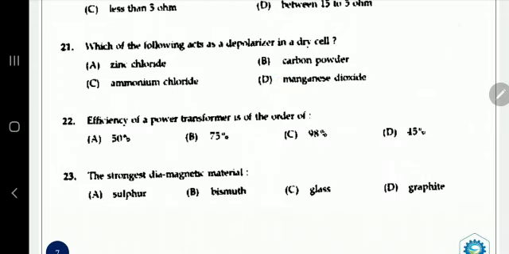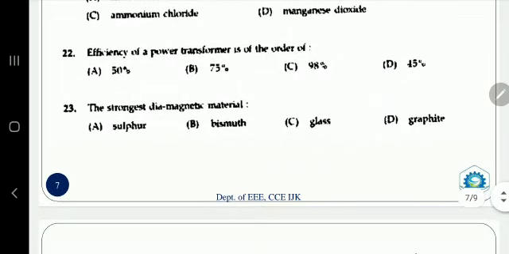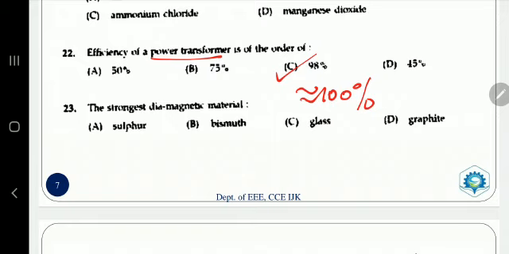Next we are moving on to question number 22. The efficiency of a power transformer is of the order? The answer for this question is option C, 98%. For a power transformer, the efficiency is near to 100%, whereas for a distribution transformer, it is between 50 to 70%. Why? Because in that case we will be considering the all day efficiency.